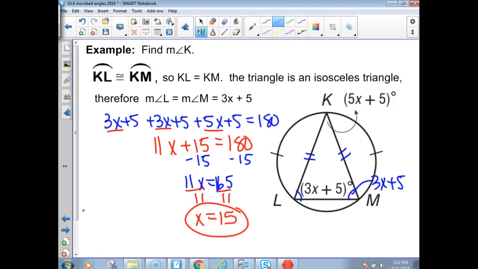All right, and then it said find angle K. The measure of angle K is going to be 5 times 15 plus 5. Calculate that, please. All right, so we should have gotten the measure of angle K is 80 degrees.